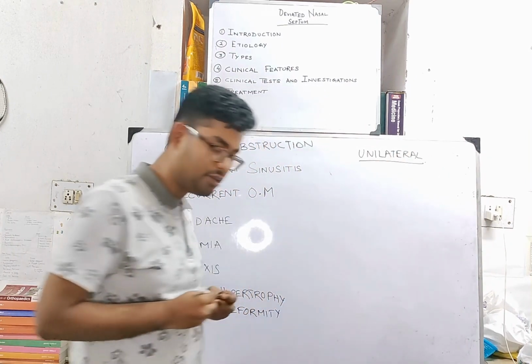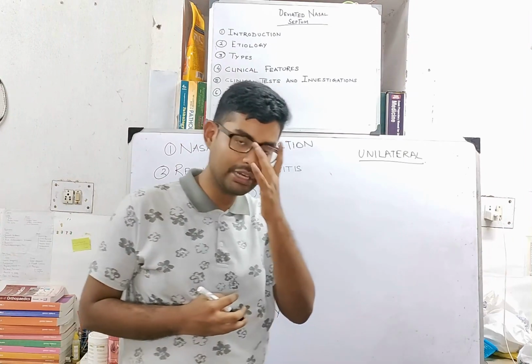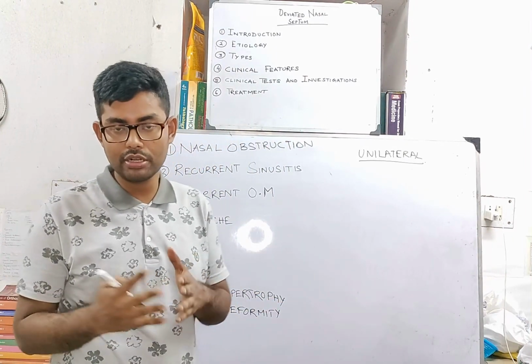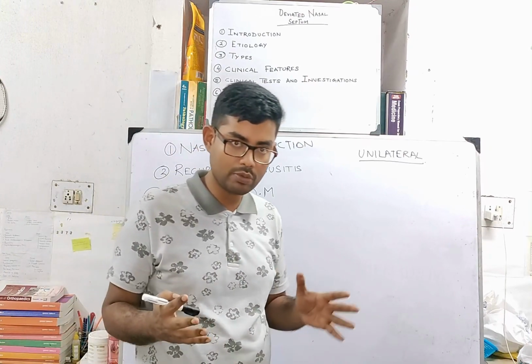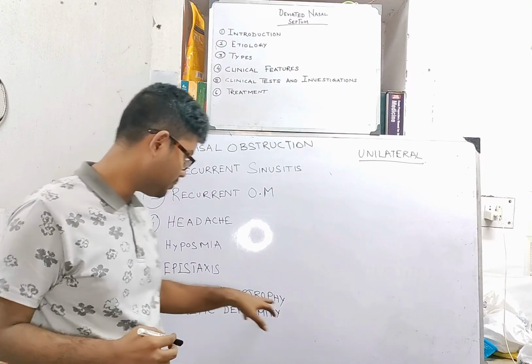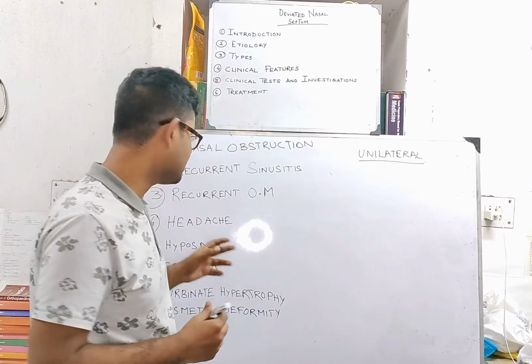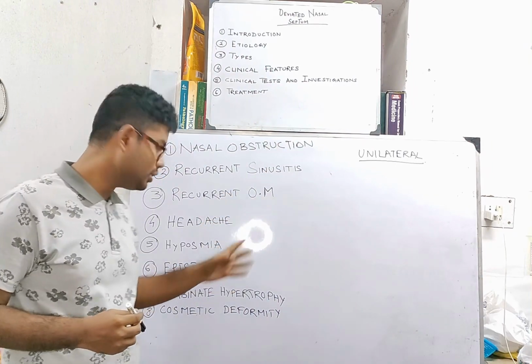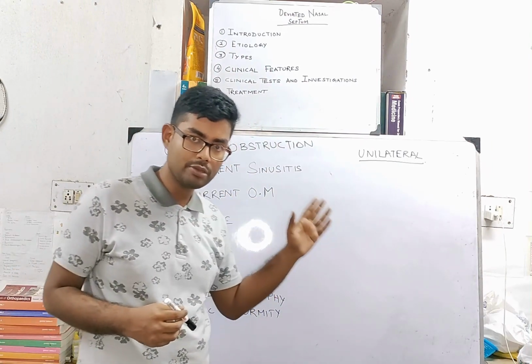So initially the patient presents with a unilateral nasal obstruction. Later on, that nasal obstruction may turn into bilateral nasal obstruction. Why that happens, I will be explaining while describing turbinate hypertrophy. These symptoms are all linked, so I will go on explaining them back to back.